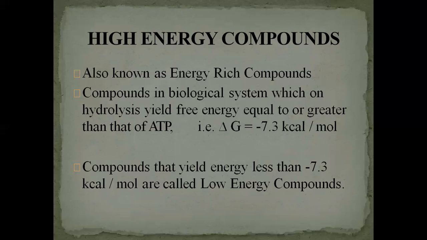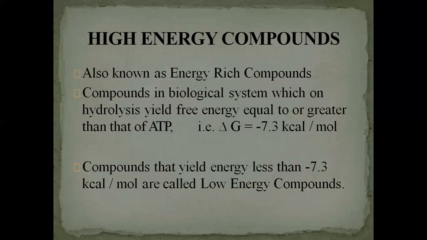When there is the breakdown of ATP, energy is released. As energy is released, the value is denoted with the negative sign. In case of ATP breakdown, -7.3 kilocalories per mole of energy is released. Any compound which gives energy release upon breakdown equal to or greater than -7.3 kilocalories per mole is known as a high energy compound or energy rich compound. This negative sign doesn't mean that it is minus 7.3. It is only the notation.